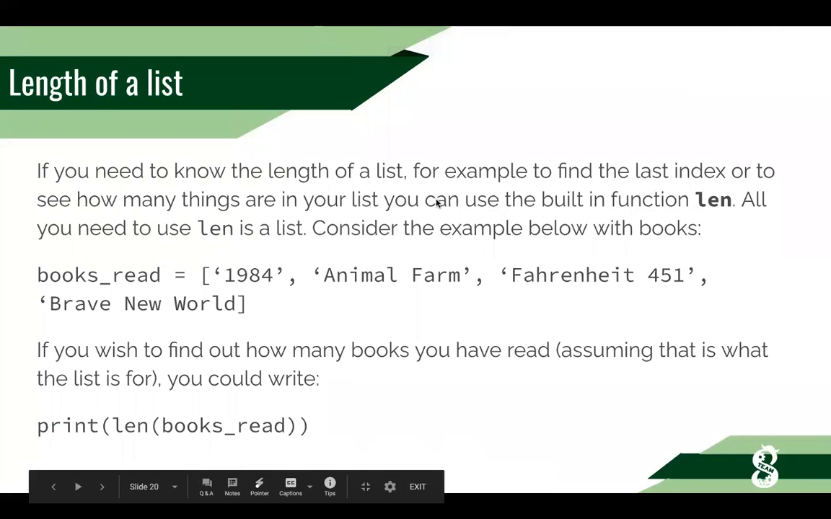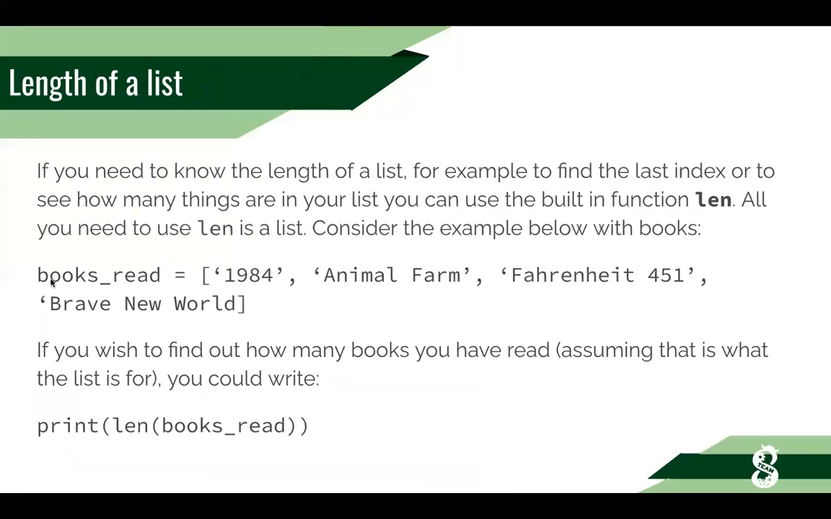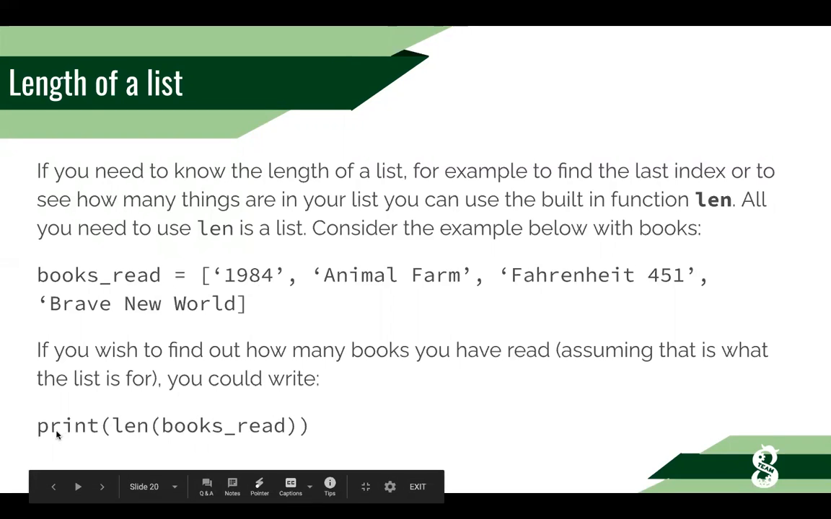Now we'll do a project to do with books a bit later today, but how do you find the length of a list? Let's say I have the books that I've read, let's say over the summer or something. books_read is the list with the names of the books, 1984, Animal Farm, and so on. And I want to find out how many books I've read, because this is what this list is for. You could write print, but that doesn't have to do with finding the length. Then there's the function len, which stands for length, then the name of the list.